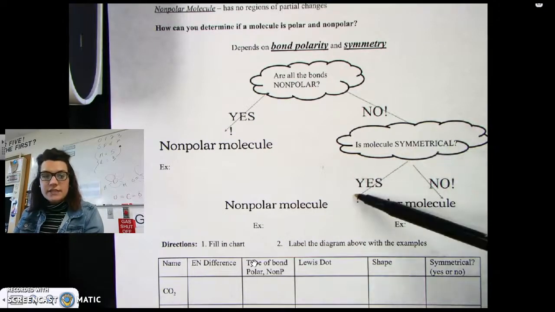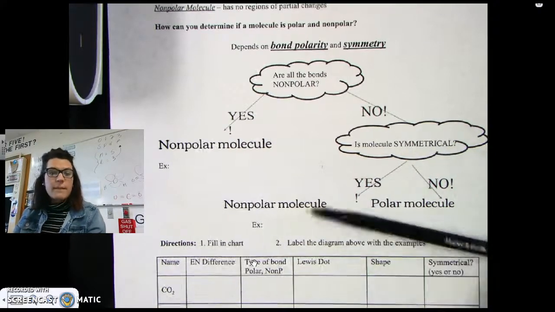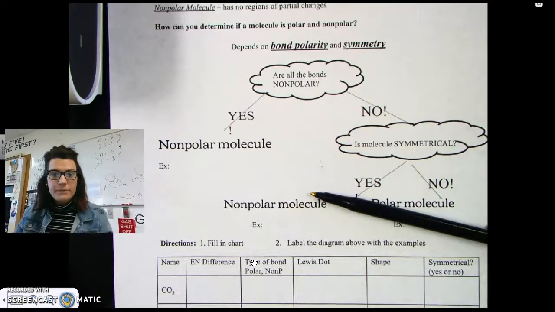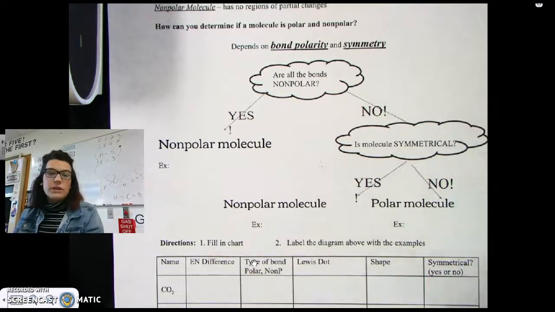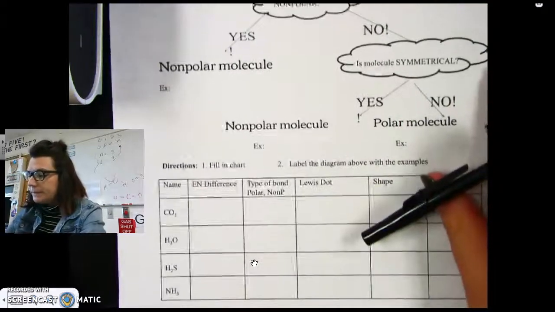If the answer is yes, it's going to be a nonpolar molecule because the bonds will cancel each other out. If the answer is no, it's going to be a polar molecule. Okay, so let's look at a couple of examples here.